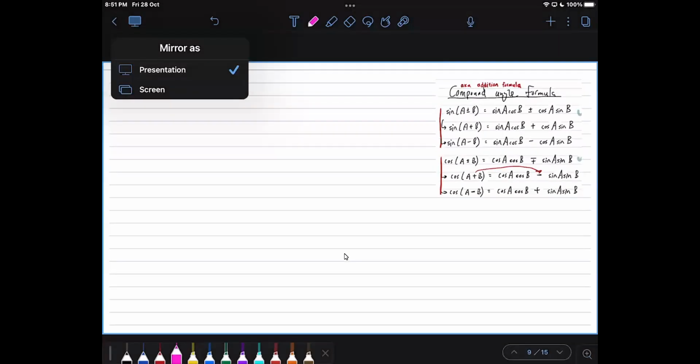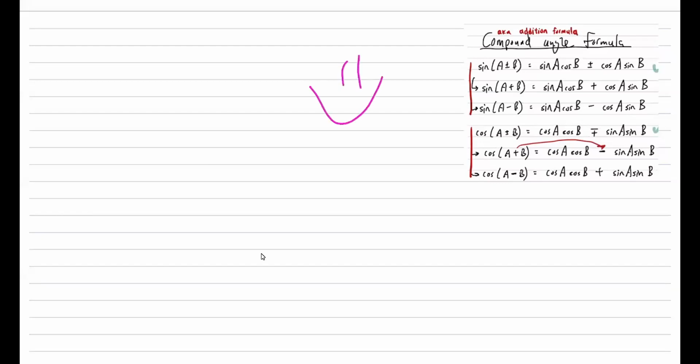Yep. Recording. Can you see the share screen? Yes. Can see. Yeah. Can hear me as well? Very good. Okay, carry on.